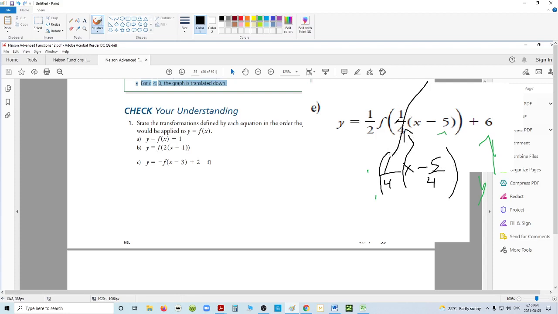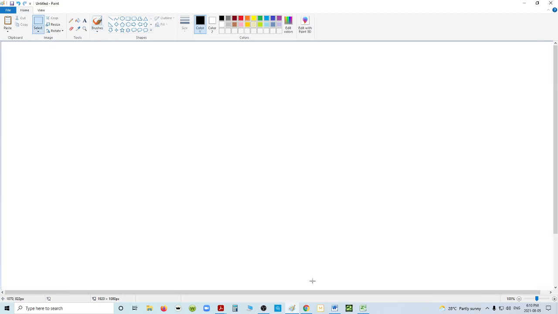You'll notice that the stretch is the same, but the translation is not the same. It's 5 to the right, not 5 quarters to the right. Teachers love putting it down like this every year, every test. So don't get caught.